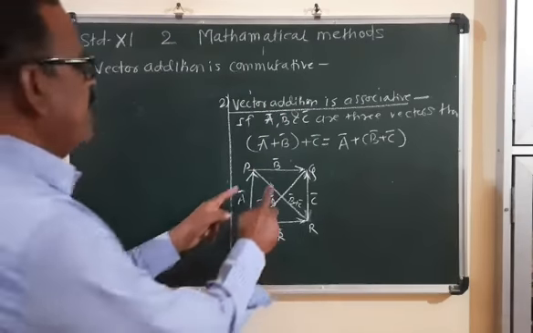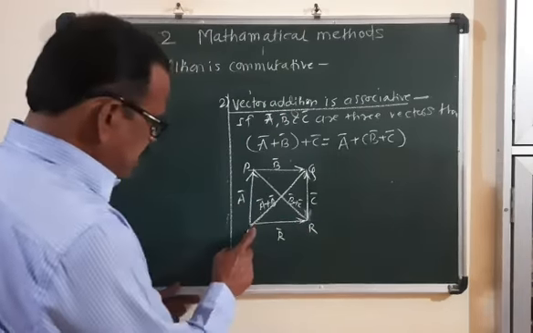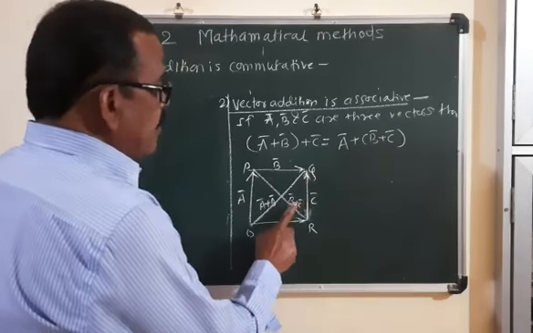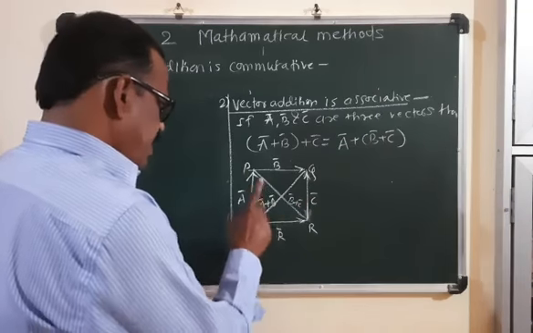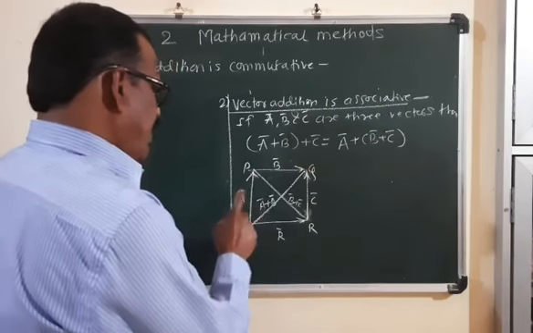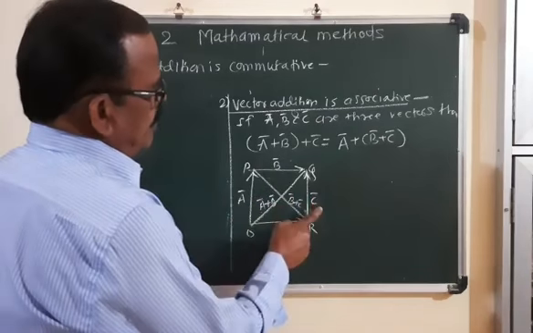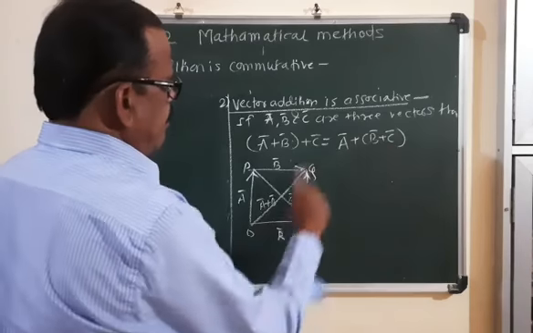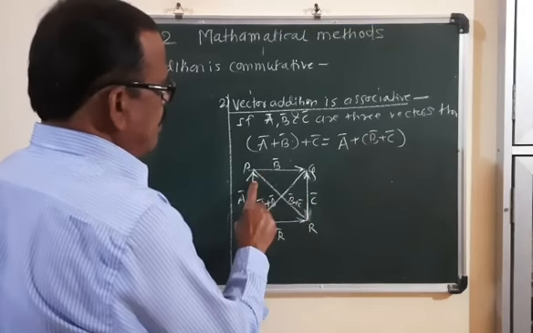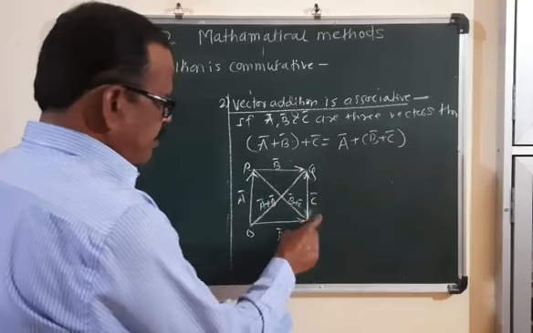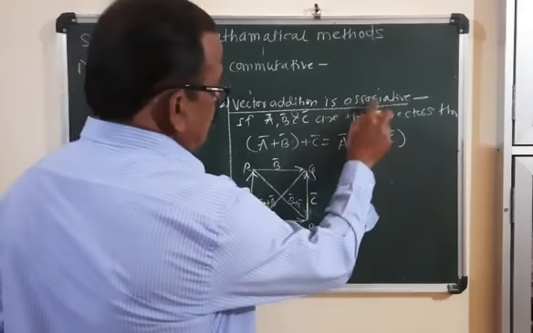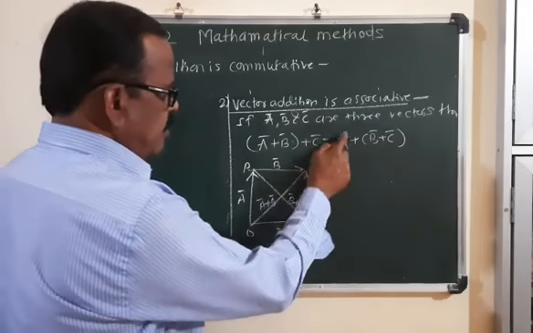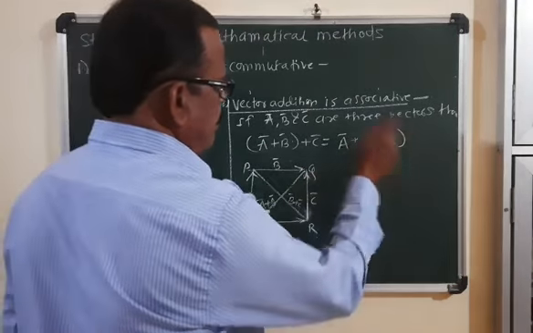This can be proved by this diagram. In triangle OQR, we have b bar plus c bar, plus a bar. In triangle OPQ, a bar plus b bar, plus c bar. With the help of this diagram, we can explain the associative law: a bar plus b bar, in bracket, plus c bar is equal to a bar plus, in bracket, b bar plus c bar.